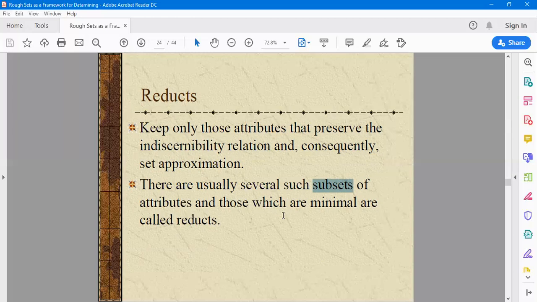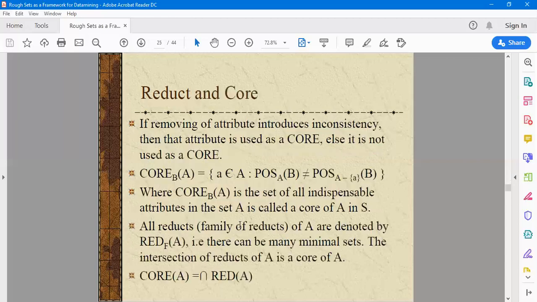If there are 16 attributes, there can actually be 2 to the power 16 minus 1 combinations. They are all candidate reducts, but a reduct is where you can make the decision only on that attribute set. So obviously you will try to reach the one which has the minimum number of attributes.